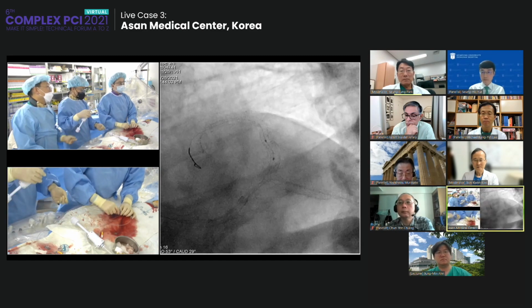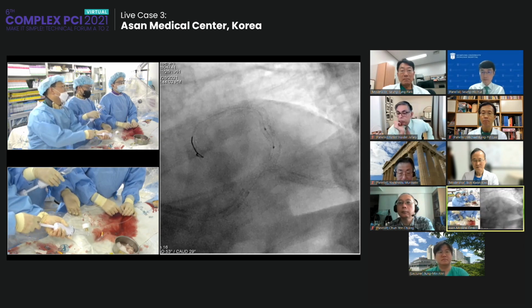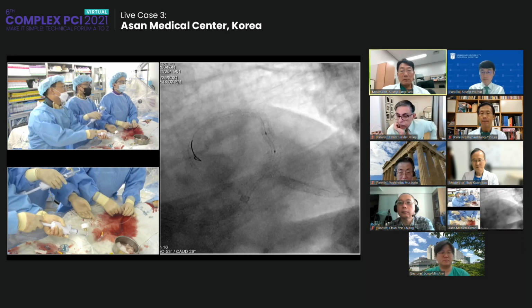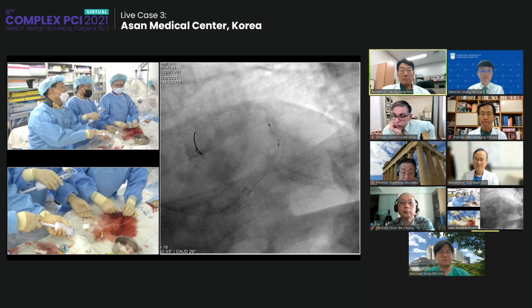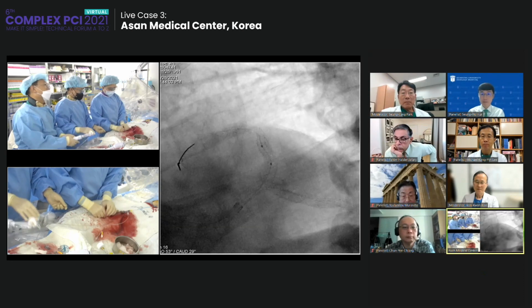And then for the LED, they used the 3.5. So this is used 3.5. What size is the circumflex balloon? Okay, this is the 3.5.